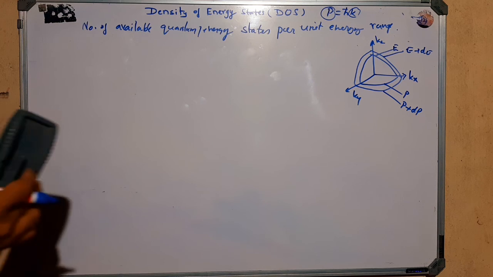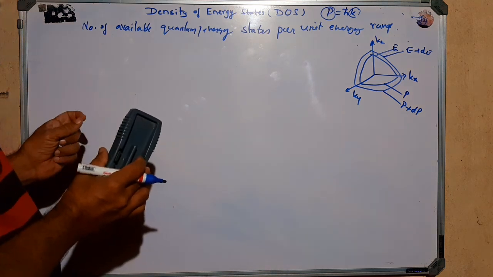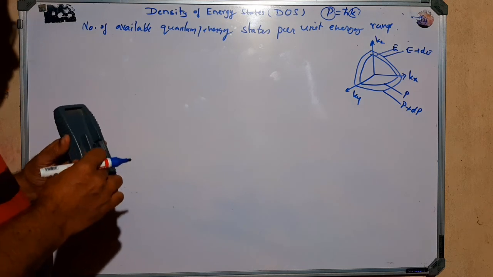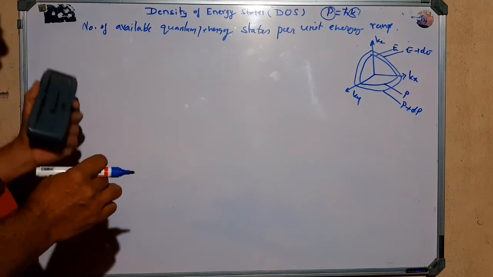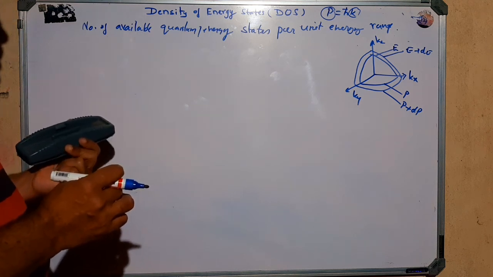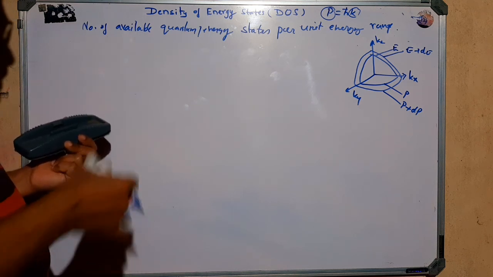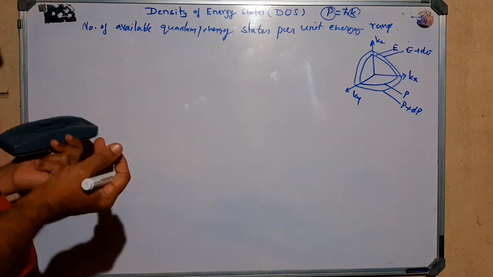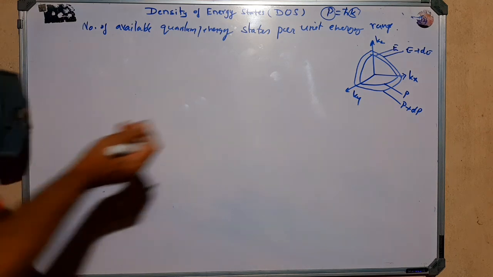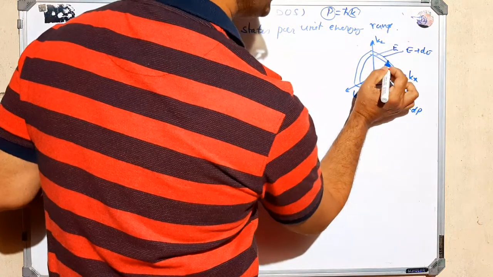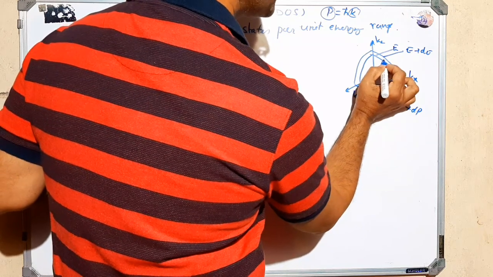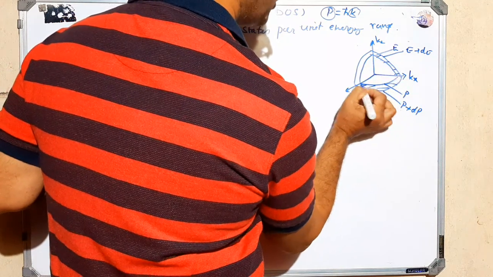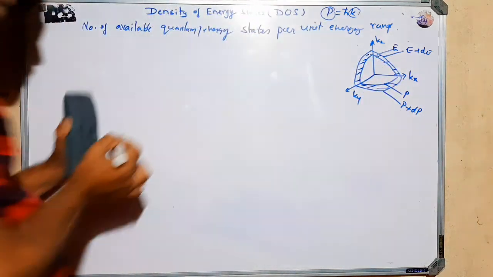For simplicity, since it is a part of the sphere, to get the expression for density of energy states, we can consider the spherical polar coordinate system. Now I am writing the volume enclosed between the octant, between E and E plus dE. This volume you have to consider.